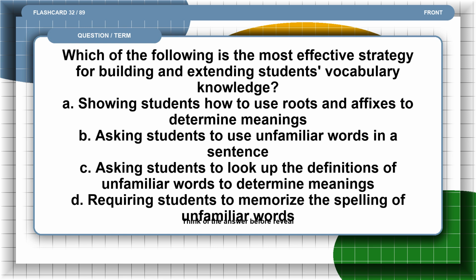Flashcard 32. Which of the following is the most effective strategy for building and extending students' vocabulary knowledge? A. Showing students how to use roots and affixes to determine meanings. B. Asking students to use unfamiliar words in a sentence. C. Asking students to look up the definitions of unfamiliar words to determine meanings. D. Requiring students to memorize the spelling of unfamiliar words. Pause and think of the answer before the reveal.